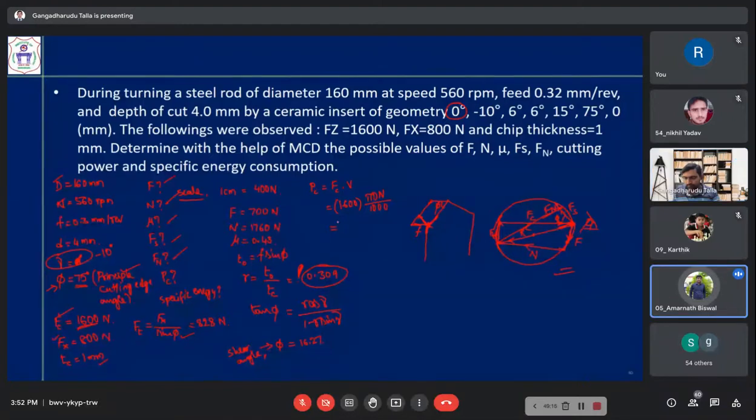Should it be into 60 also, sir? RPM is given, sir, per minute. Okay, you convert it into 60 also. Rotation per minute, so per minute means you multiply by 60. Yes. So what is PC then?